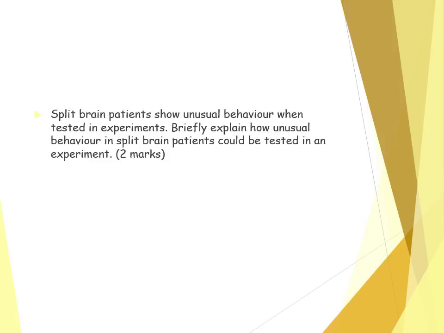Briefly explain how unusual behaviour in split brain patients could be tested in an experiment. You'd briefly say that you could present information to the left visual field and ask them to say what they'd seen, or you could present information to the left visual field and ask them to draw or pick what they had seen.